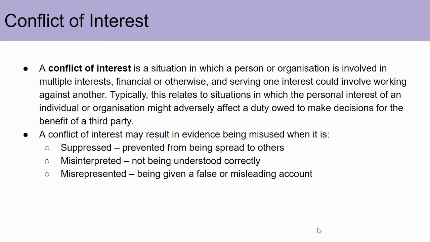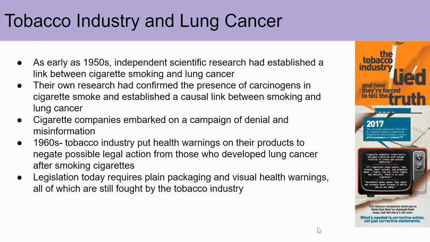So a conflict of interest may result in evidence being misused. So it could be suppressed, so prevented from being spread to others. It can be misinterpreted, so not being understood correctly, or it can be misrepresented, so being given a false or misleading account. So the first we're going to look at is the tobacco industry and lung cancer.